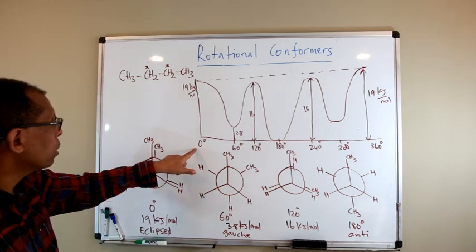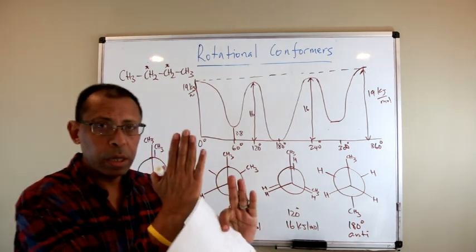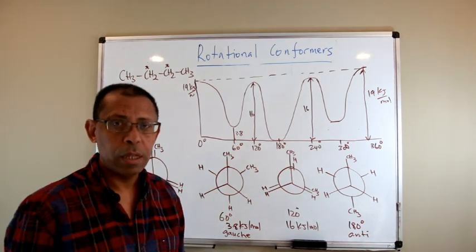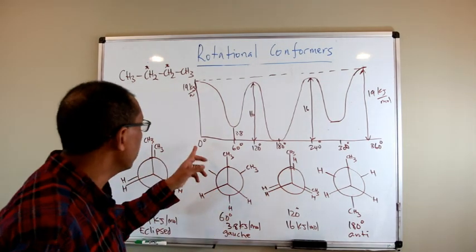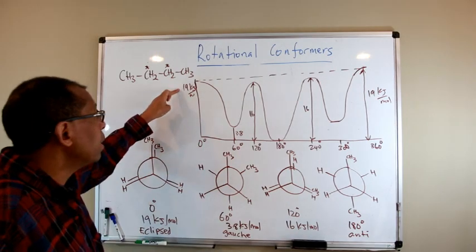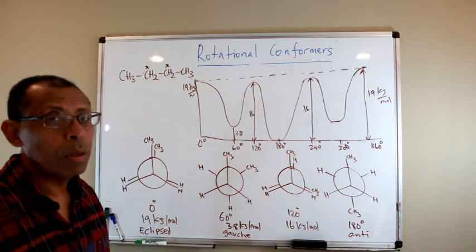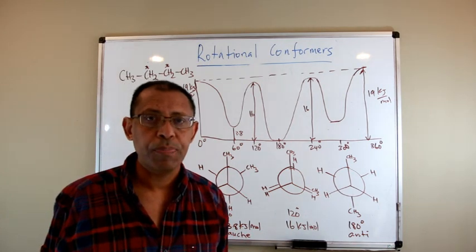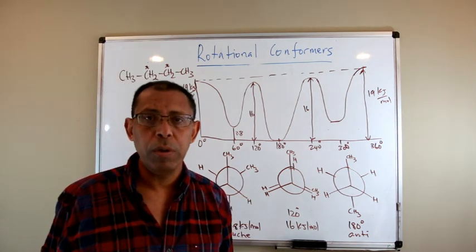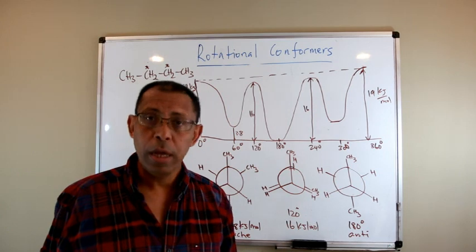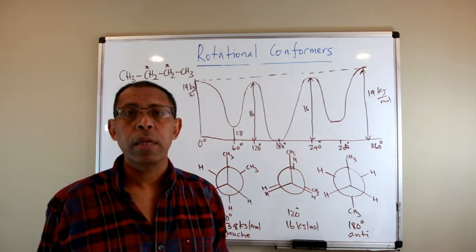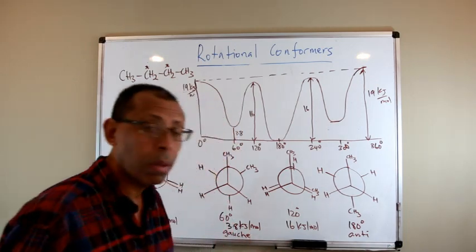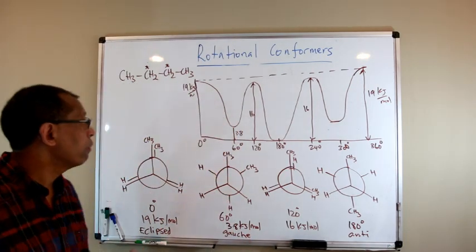So at 0 degrees, all dihedral angles are at eclipsed form, that is angle 0. The energy of that molecule is 19 kilojoules per mole. Remember, we have 12 kilojoules per mole for ethane conformers and 14 kilojoules per mole for propane. Now, butane has 19 kilojoules per mole. So let's see each one of them.